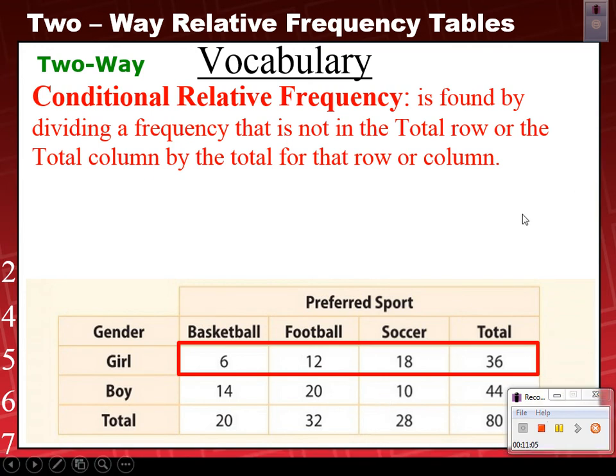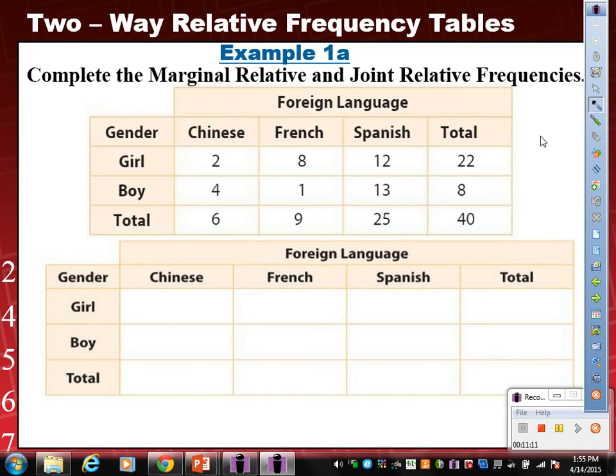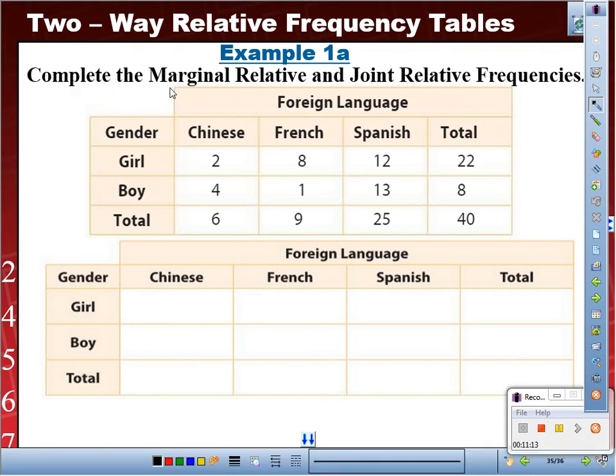Okay, since we got this down already, check this out. What we're going to do next, you're going to fill in this table by yourself. But let me do the first one for you. Right now they're asking us to do what? Marginal and joint, which means I'm going to divide each of these by what? 40. The grand total, which is 40. But there's a mistake in this table. Let's see if you can catch it.